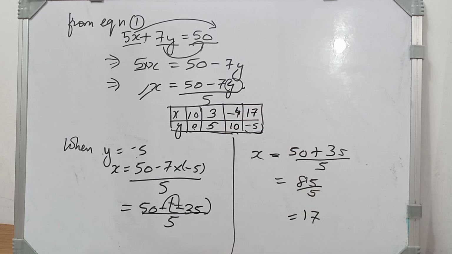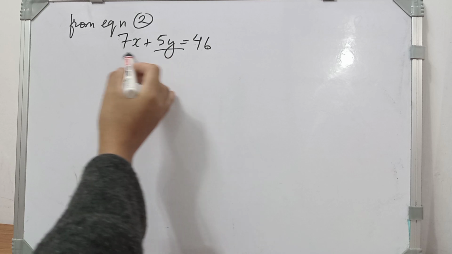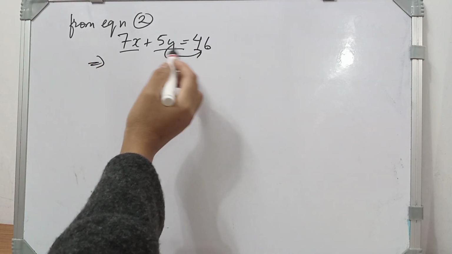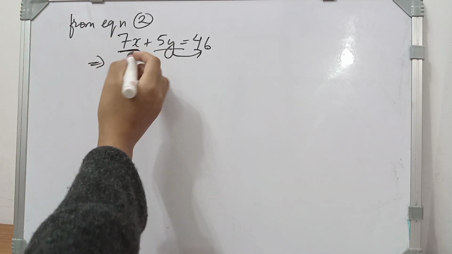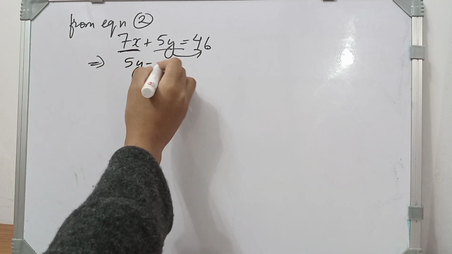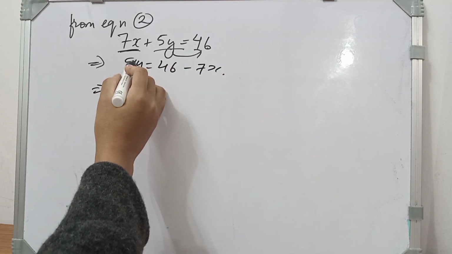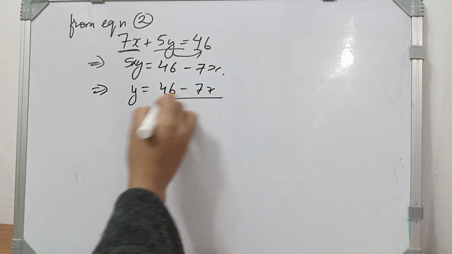Okay, question 2: 7x plus 5y is equal to 46. We shift the terms, so the value of 7x moves across. Then 5y is equal to 46 minus 7x. To get y, we divide by 5, so y is 46 minus 7x divided by 5.